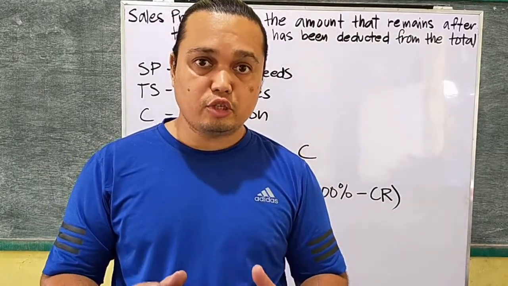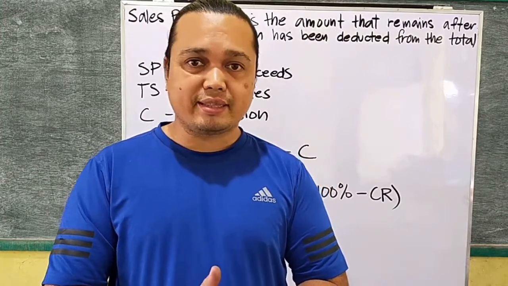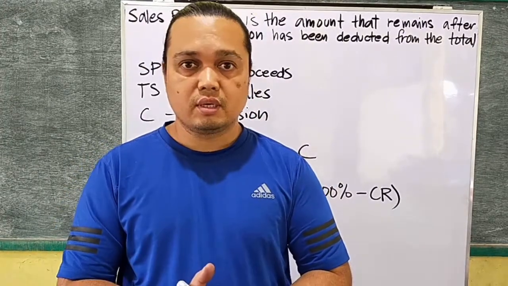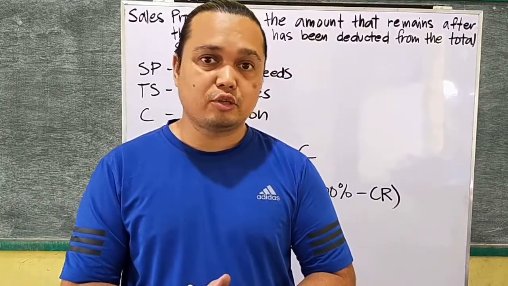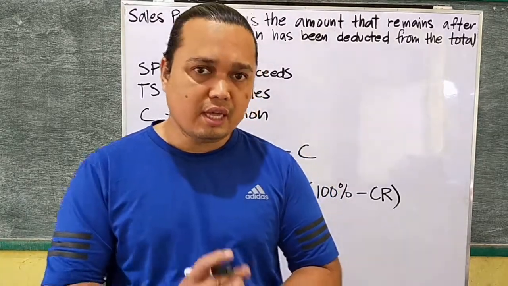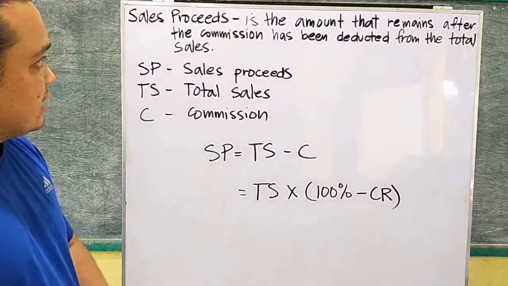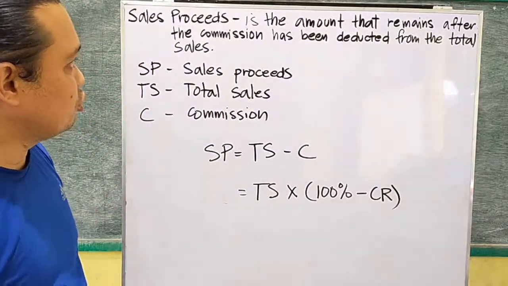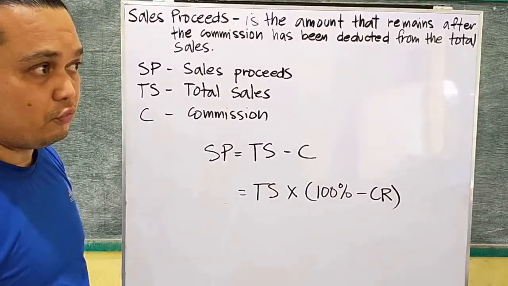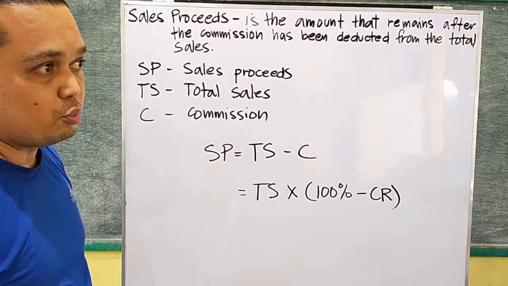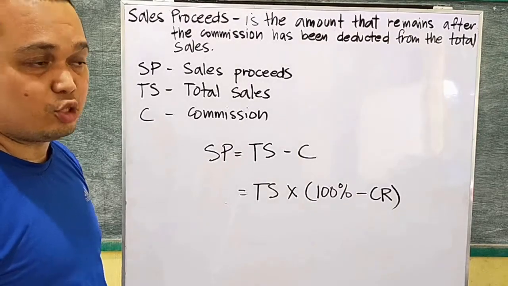Okay, sales proceeds. This time we are going to talk about how to get the sales proceeds. Now, sales proceeds is a part of commission under the lesson application and percent. If you're going to read in the board, sales proceeds is the amount that remains after the commission has been deducted from the total sales. If we deduct the commission from the total sales, what we get is the sales proceeds.